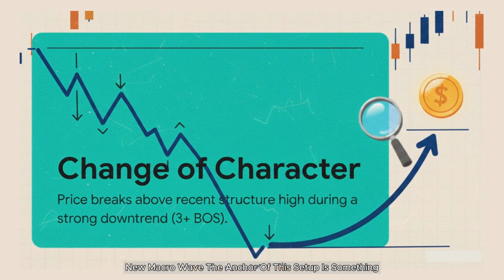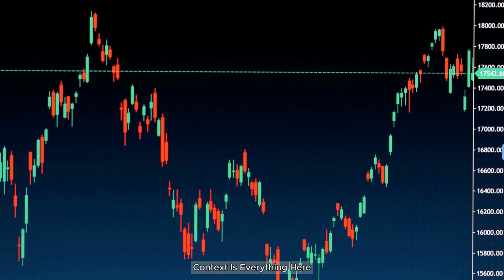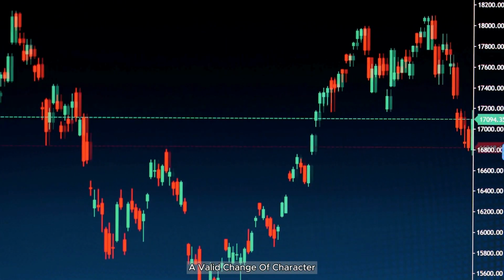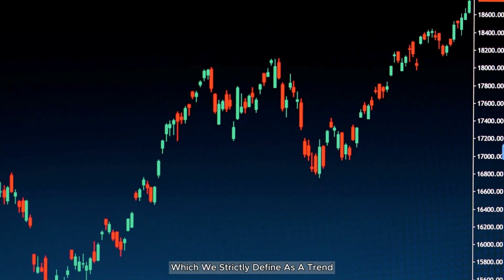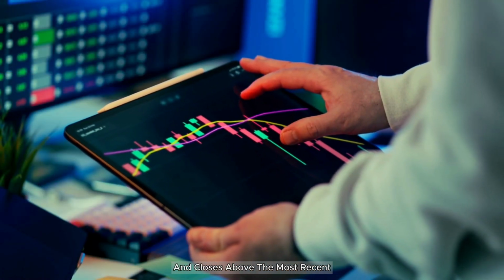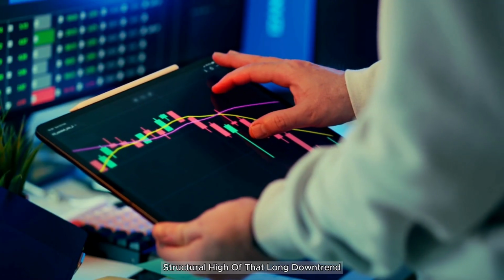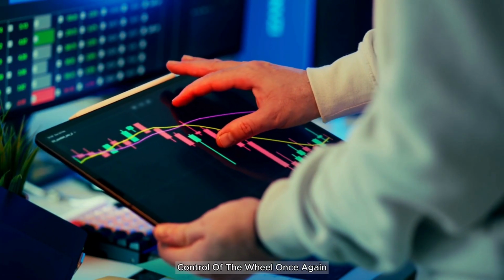The anchor of this setup is something called a change of character, or a CHoCH. But listen, context is everything here. A valid change of character must come after a genuinely strong trend, which we strictly define as a trend that has made at least 3 consecutive breaks of structure. When the price finally breaks and closes above the most recent structural high of that long downtrend, it's a huge flashing signal that sellers have completely lost control of the wheel.